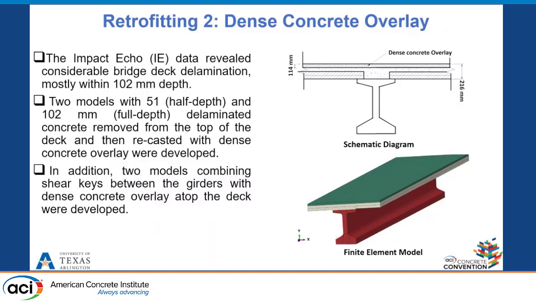So, retrofitting with dense concrete overlay: the impact echo data revealed considerable bridge deck delamination, mostly within 102 millimeter depth. So two models, with 51 millimeter (half depth) and 102 millimeter (full depth) of delaminated concrete removed from the top of the deck and then recast with dense concrete overlay, were developed. In addition, two models combining shear keys between the girders with the dense concrete overlay atop the deck were developed.